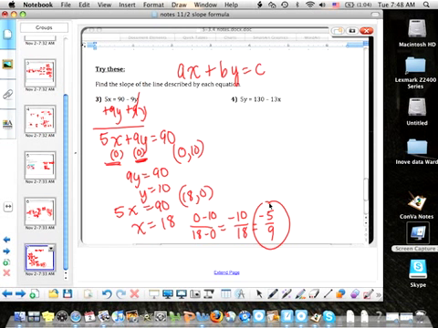To find the slope for the last one, again, you'd want to fix it first. Let's get this in standard form. So you'll have 13x plus 5y equals 130. You can plug in the zeros and find the slope that way. And that is your slope formula notes.